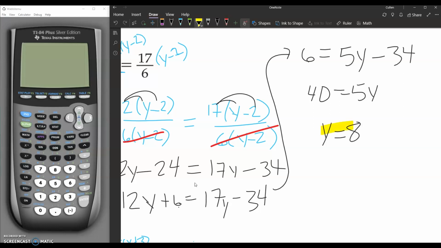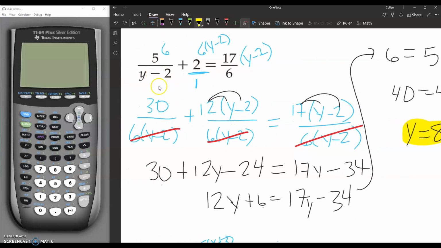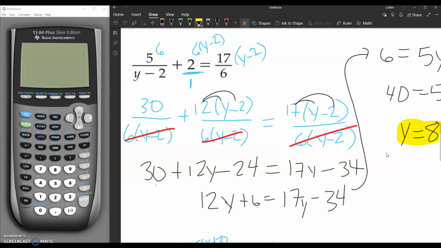So y equals 8. And then again, the last step, you want to go back and check your answer. Look at your original denominators in the problem. My original denominators: y minus 2, 1, 6. If I plug 8 into the only one I can plug it into, y minus 2, it's not going to give me 0. 8 minus 2 is 6, which is not 0. So this answer is not extraneous.